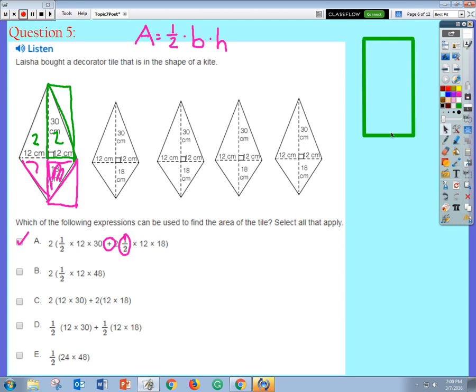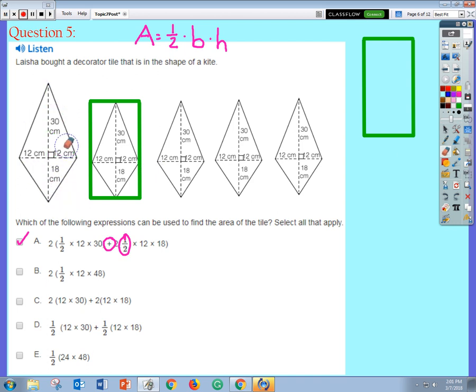Now let me see if I could duplicate this. Now I'm just going to kind of box in this kite. Let's say I box in that kite. It looks like a big rectangle, correct? And that's where we get that formula, area equals 1/2 times base times height. We treat it like a rectangle, and then we divide it by 2 because we're taking out these blank spaces. Let's take a look at this next answer choice.